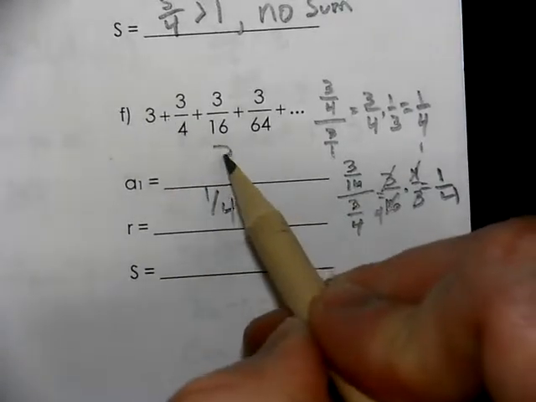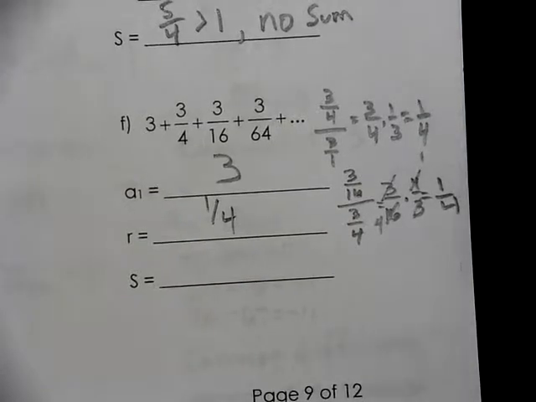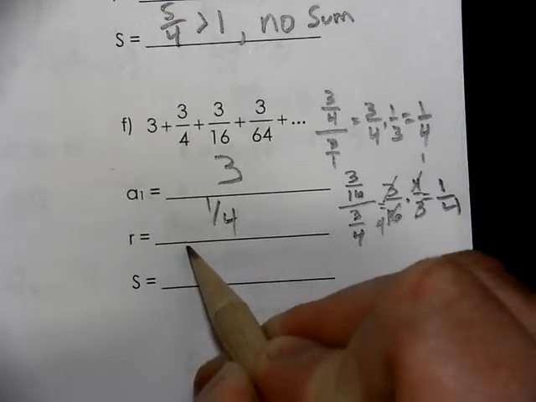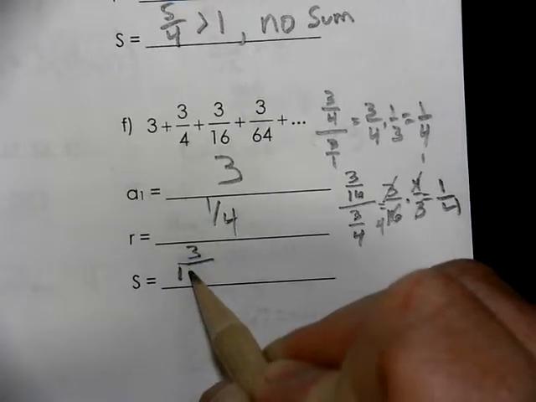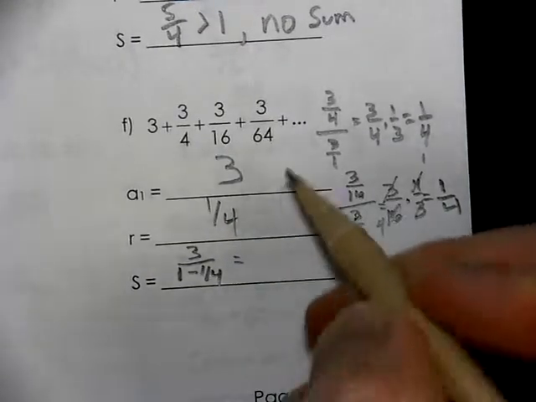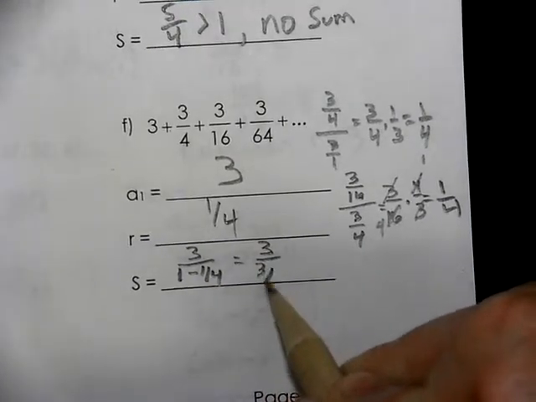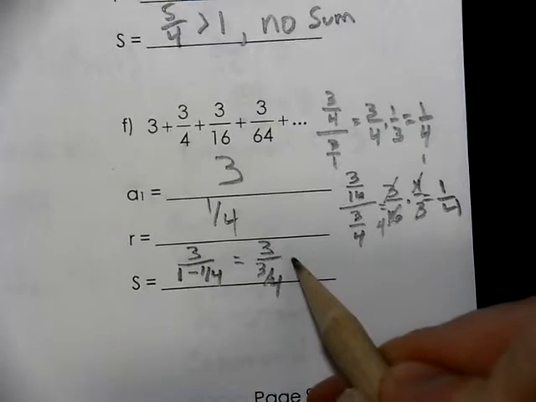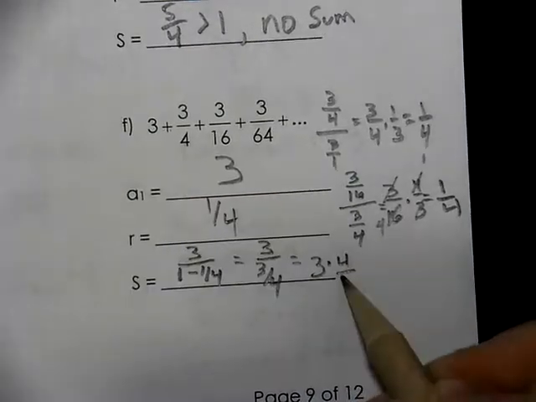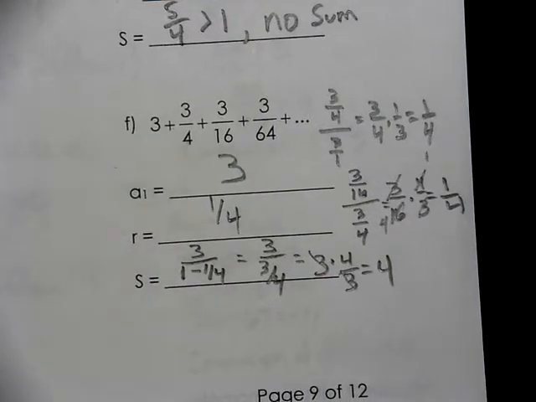The first term is clearly 3. Because the r value is between -1 and 1, we can find the sum. So we say 3 over 1 minus our ratio, which is 3 over 1 minus 1/4, which is 3/4. And then to calculate that out, we say 3 times 4/3, and that of course would leave you with 4.